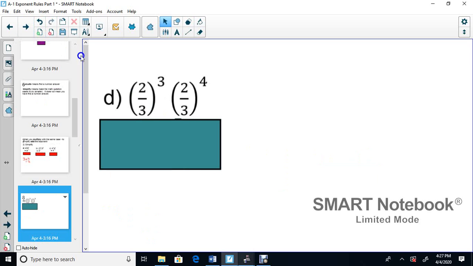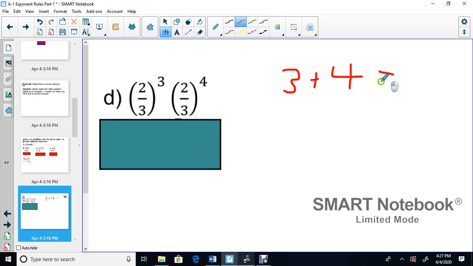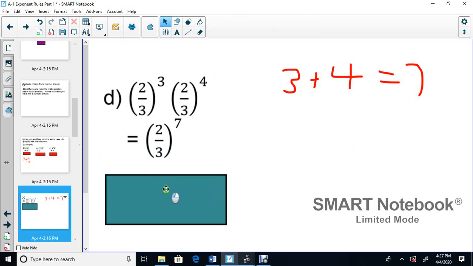Okay. Here's one with fractions. So 2 over 3 to the 3, and again, 2 over 3 to the 4. Well, all you do is add the exponents. Add the numbers, 3 plus 4. So over here, 3 plus 4, so it's 7. So we can just leave the fraction, 2 over 3, and then just put a 7. So you just add the numbers.